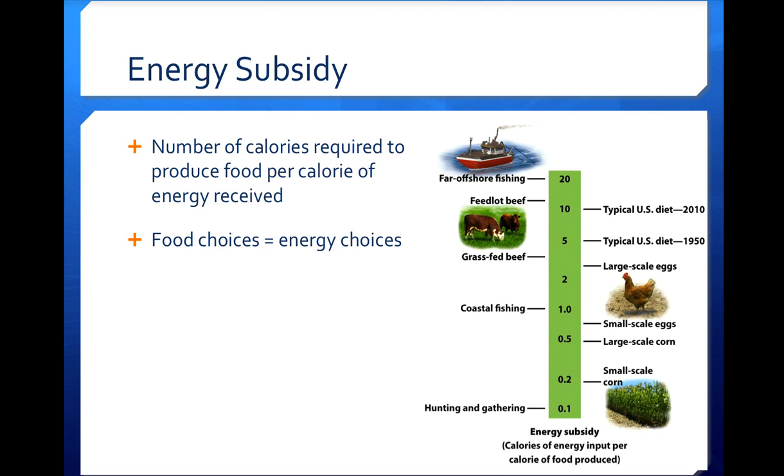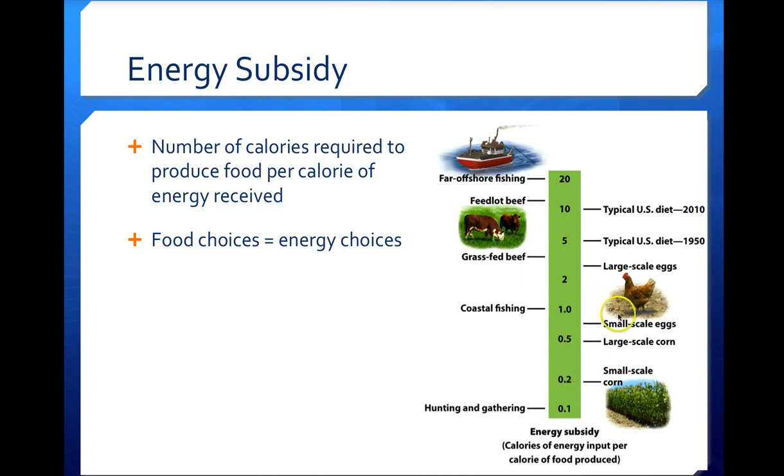Now, if you take a look at the graph on the right-hand side there, you can see that for something like small-scale corn, we're looking at an energy subsidy of 0.2. That means that if you have a small-scale farmer, he's going to expend about 0.2 calories of energy for every 1 calorie of energy he receives. So this is a good investment. He's actually producing more energy than he uses.